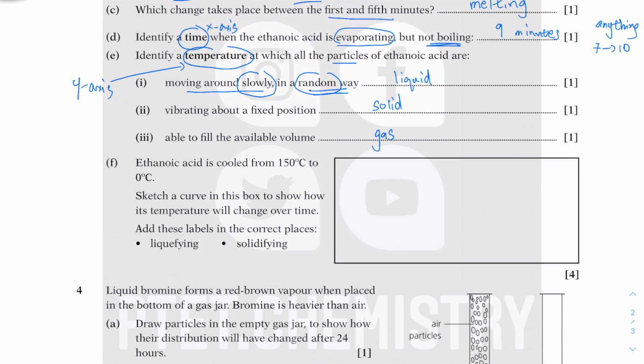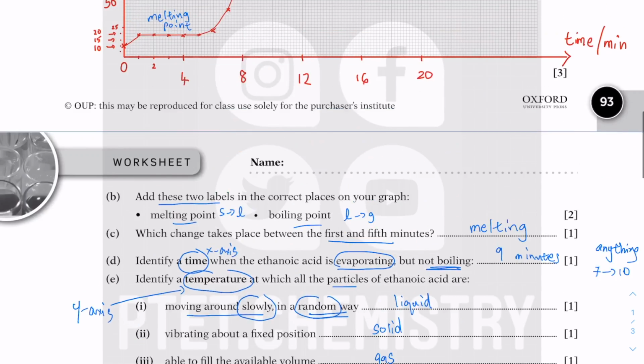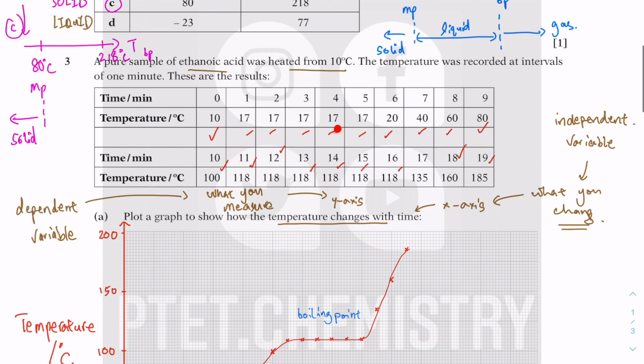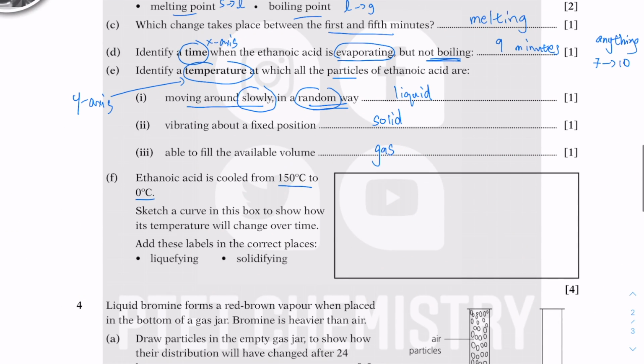Ethanoic acid is cooled from 150 degrees Celsius to 0 degrees Celsius. So this is cooling. Sketch a curve to show how the temperature will change over time. So what do we know about the melting point and the boiling point? The melting point is very clearly 17 degrees Celsius because this will remain constant, and the boiling point is 118 degrees Celsius. Alright, so the melting point is 17, the boiling point is 118.